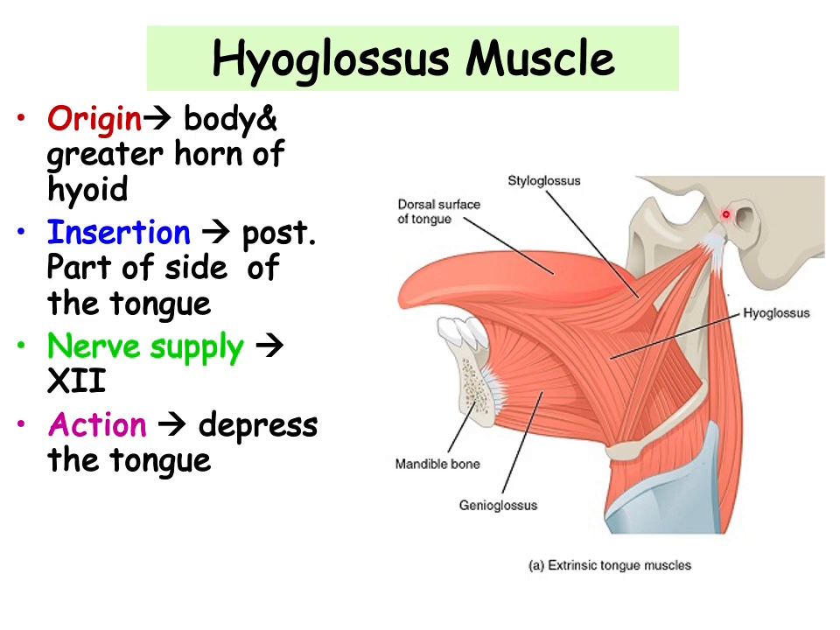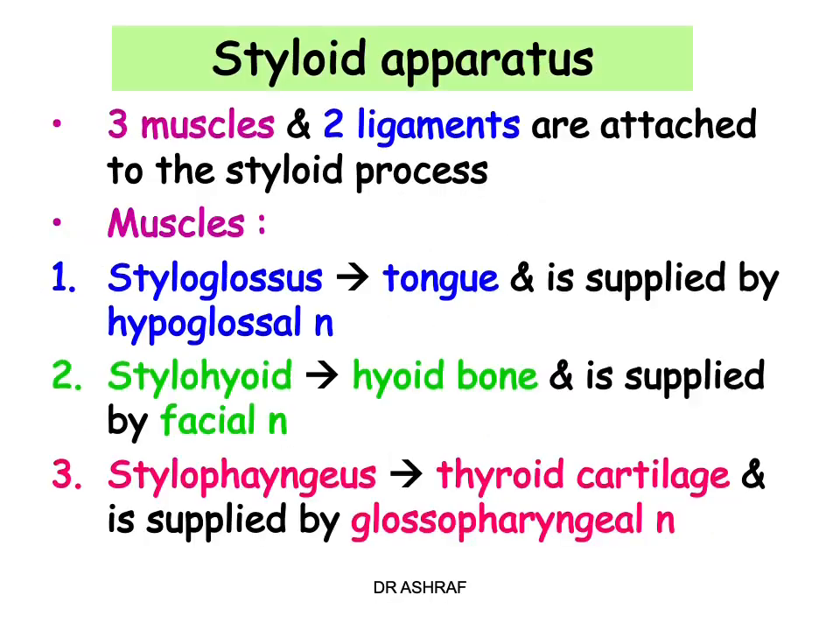Okay, that's that muscle. Some of them come from the styloid process. The structures attached to the styloid process, we name as the stylic apparatus. We have three muscles and two ligaments. The muscles are the styloglossus, going to the tongue, and the stylohyoid, which is attached to the hyoid bone. Remember that a muscle of the tongue should be supplied by the hypoglossal nerve, and the stylohyoid is supplied by the facial nerve before it enters the face.